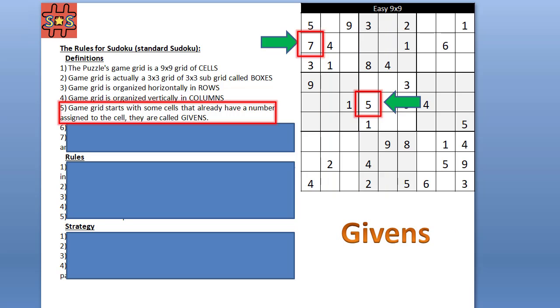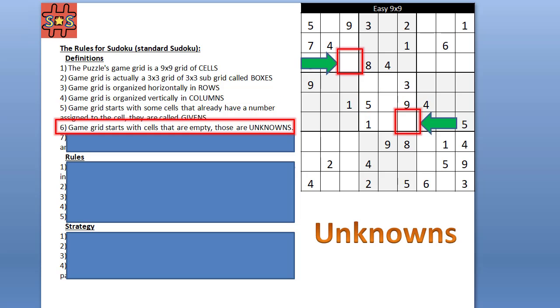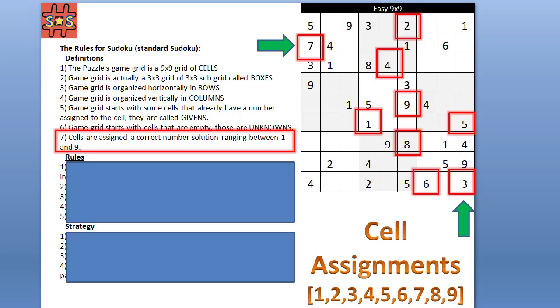All right. Now, every game starts with some cells that already have numbers assigned to that cell, and those are called givens. I've highlighted some. And of course, every Sudoku has some cells that are empty. Those are known as unknowns. We have givens and unknowns. Now, each cell is assigned a correct number solution, and that solution is a number ranging from 1 through 9. No letters, no numbers other than 1 through 9.